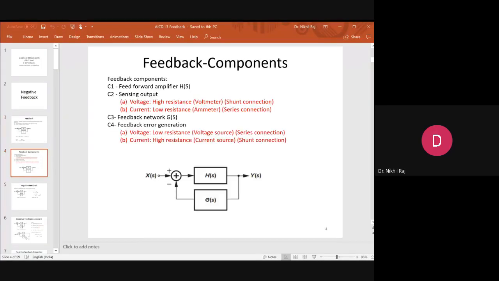So in this, the components of the feedback network: the amplifier must be there, then how to sense the output, that element must be there. After that, a network should be there which should propagate the signal, the feedback network. And the units of the amplifier as well as the network, both should be complement to each other, so that we get the gain as a unitless factor. The loop gain becomes unitless.